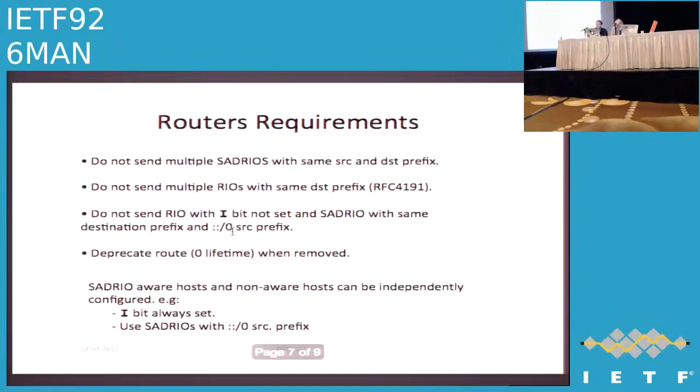Now, on the router side, it's a little bit like the routing information options again. You just need to be careful because you don't want to send multiple options encoding the same source and destination prefix, just like the RIO. It's a little bit more tricky because if we are backward compatible, you can actually send routing information options with the I bit set, and SADR RIOs encoding the same destination and source prefixes.